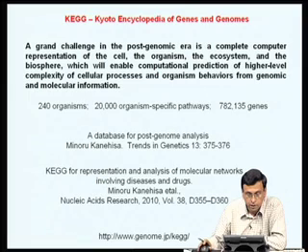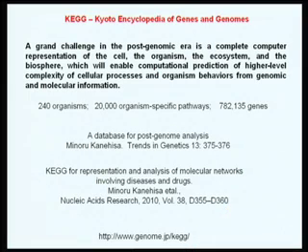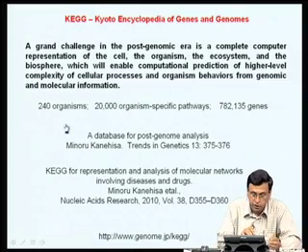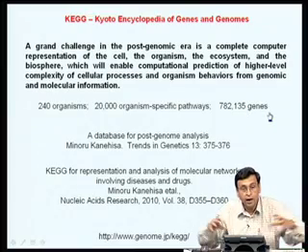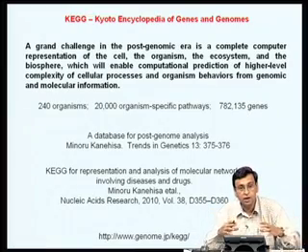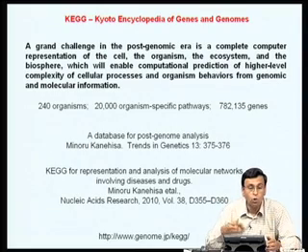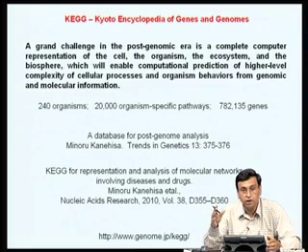I think I will stop here. This is the last slide, a database called the Kyoto Encyclopedia of Genes and Genomes, which talks about various metabolic pathways. About 240 organisms, 20,000 organism-specific pathways containing more than 700,000 genes have been compiled together, and networks and pathways have been built. It is very useful to go and look at some of these pathways and compare the various pathways across organisms and so on and so forth. I think I will stop here.